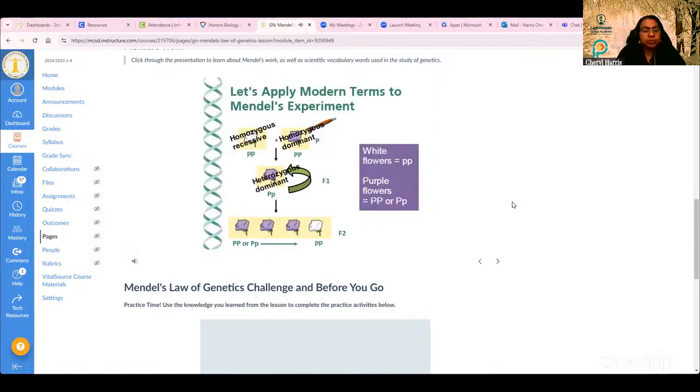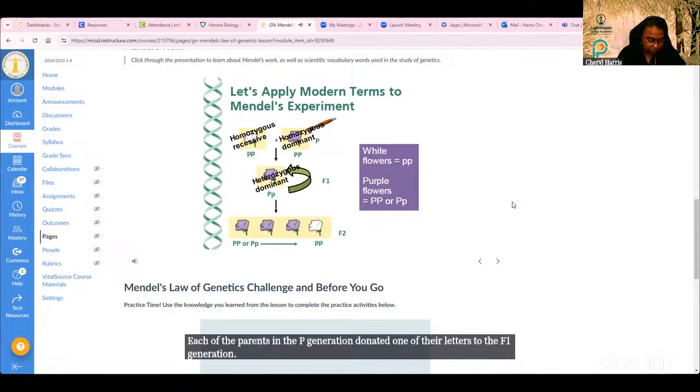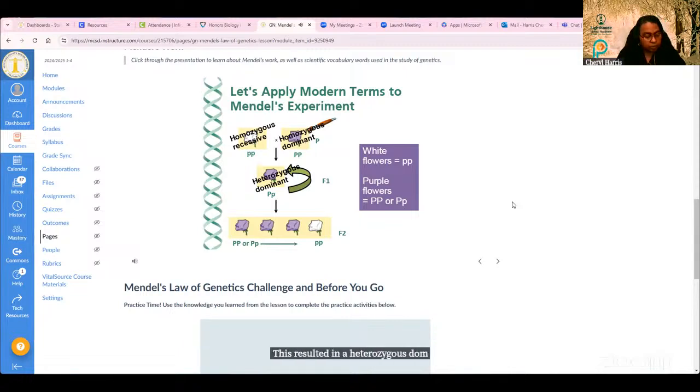Each of the parents in the P generation donated one of their letters to the F1 generation. This resulted in a heterozygous dominant genotype, or a genotype in which you had a big and a small letter.